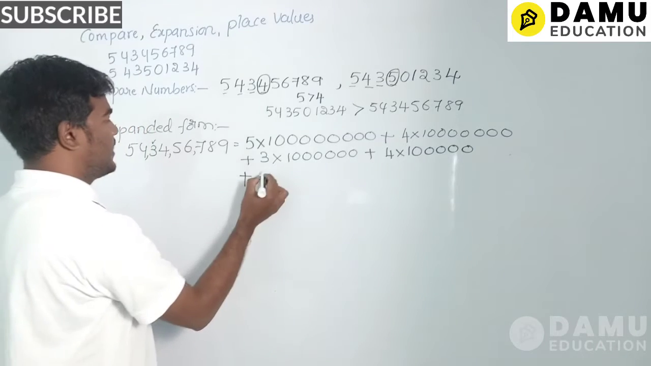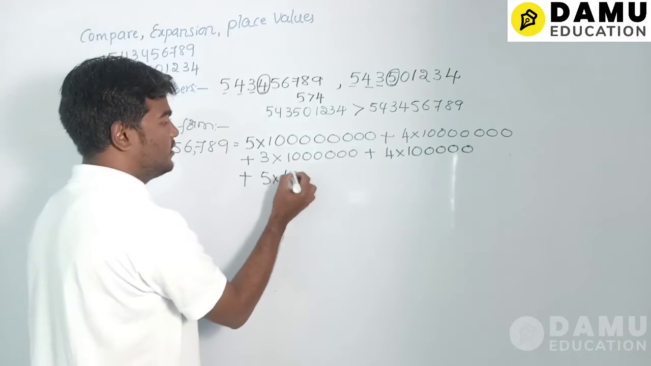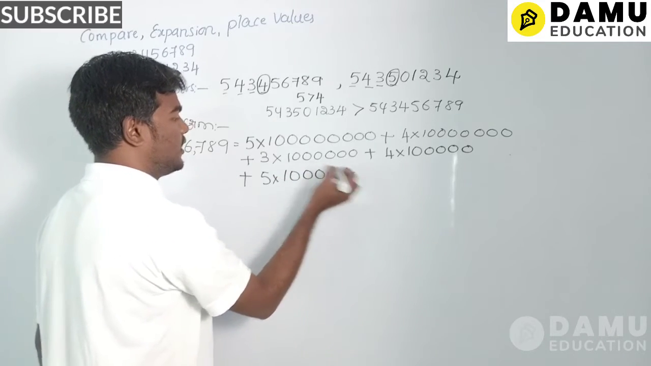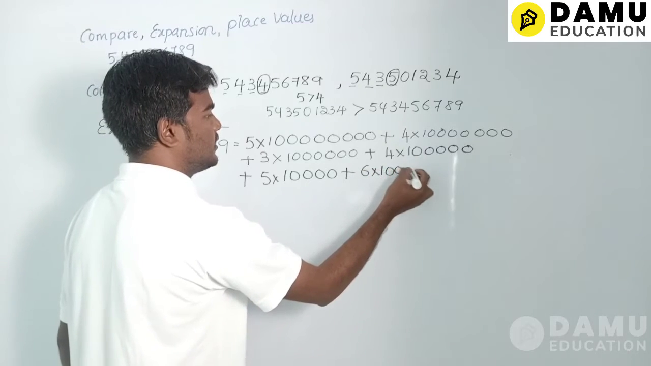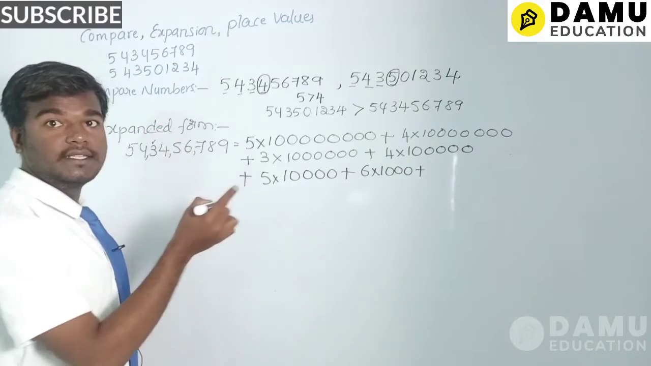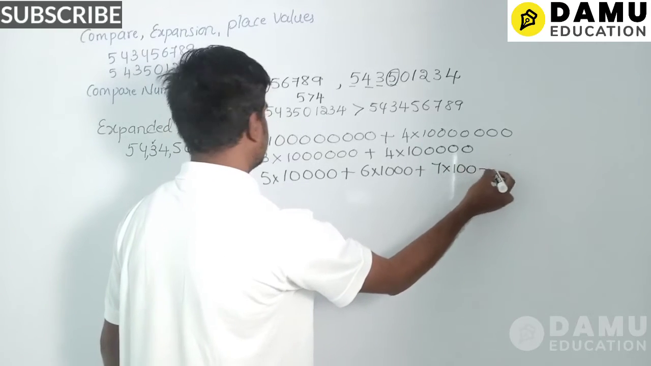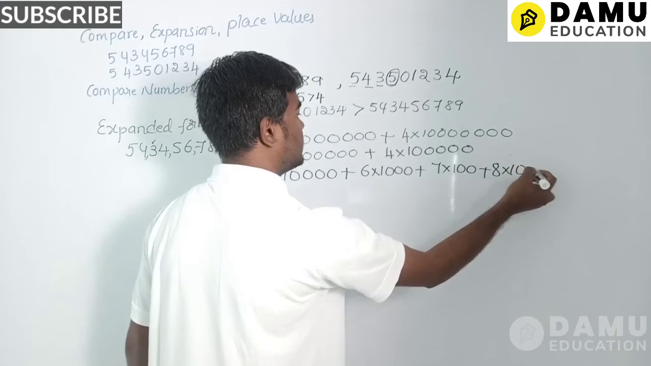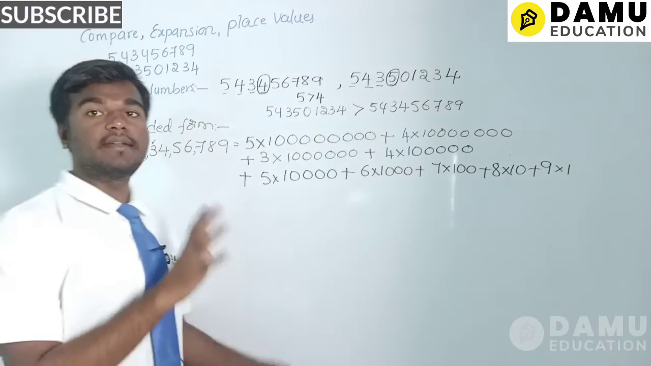Next one, 5. It is in the 10,000's place. For 10,000 you will have 4 zeros. Next 6, that is in the thousands place, 1000, three zeros you will get. Then 7 is in the hundreds place, plus 8 is in the tens place, and 9 is in the ones place. So in their places we multiply.